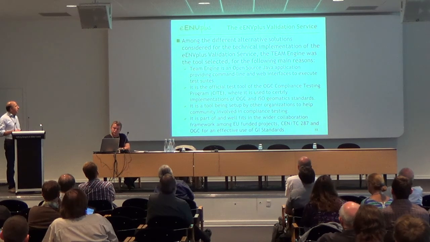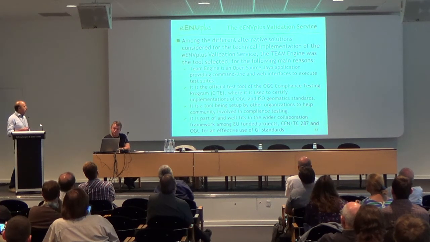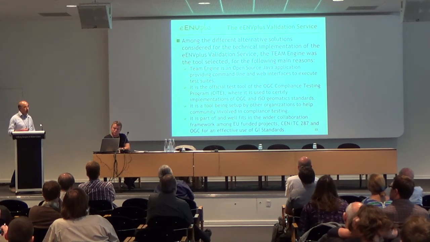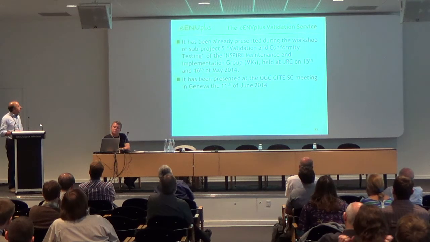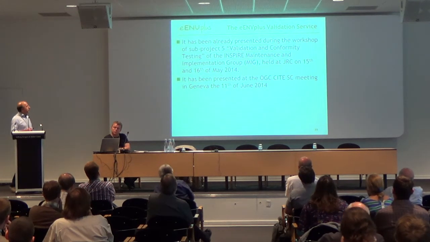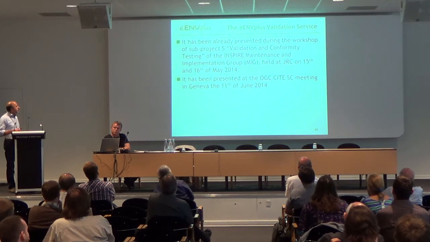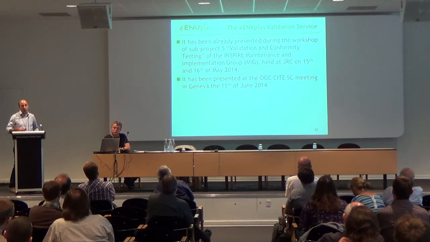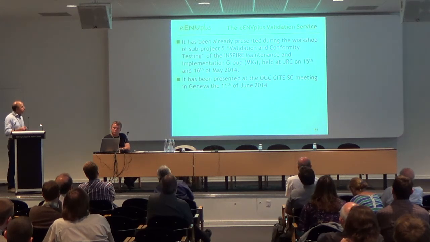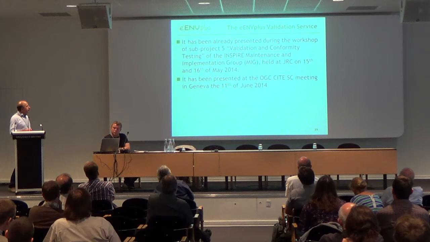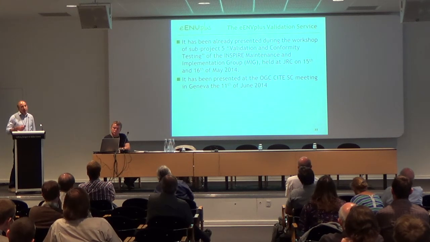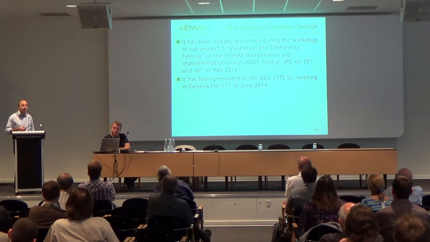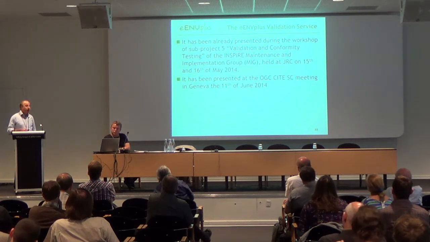And last but not least, it is part of and fits well in a wider collaboration framework scenario among EU-funded projects, CEN/TC 287 and OGC, for an effective use of geographical information standards. It has already been presented during the workshop of sub-project 5, validation and conformity testing, of the INSPIRE Maintenance and Implementation Group last month, as one of the contributions to achieve everything. It has also been presented at the OGC CITE subcommittee meeting in Geneva one week ago, in which I would like to report to all of you the very important willingness of OGC to cooperate with INSPIRE.